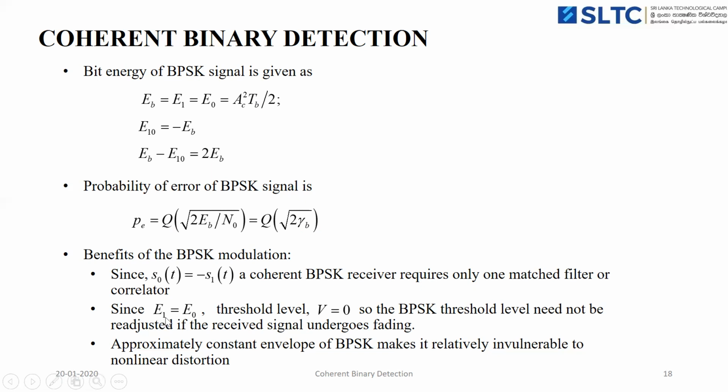And since E1 equals E0, the threshold value we can fix as zero. So the BPSK threshold level need not be readjusted if the received signal undergoes fading. That is the second benefit of BPSK modulation. And the third one is the approximately constant envelope, because in BPSK modulation the amplitude is common, only the phase is changing. So the approximately constant envelope of BPSK makes it relatively invulnerable to non-linear distortion. Because of that constant envelope, BPSK is invulnerable to non-linear distortion.